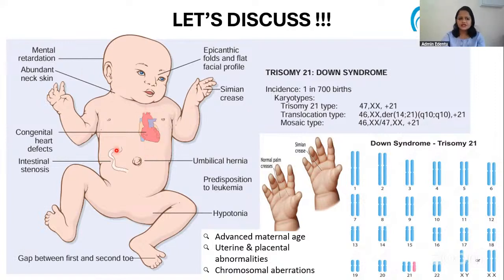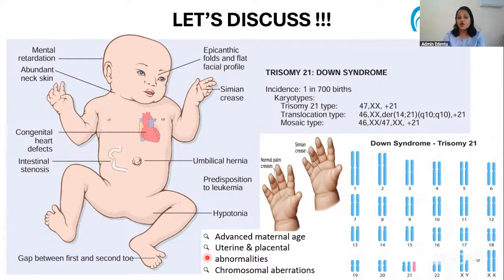Then definitely heart defects, intestinal stenosis, umbilical hernia, and hypotonia. And in the legs also, you'll be able to see a large gap between the first and second toe, commonly seen for this Down syndrome patient. Now, the causes for this Down syndrome mainly include advanced maternal age, or because of some uterine and placental abnormalities, or because of some chromosomal aberrations that happened during the fertilization process. All these can lead to Down syndrome.